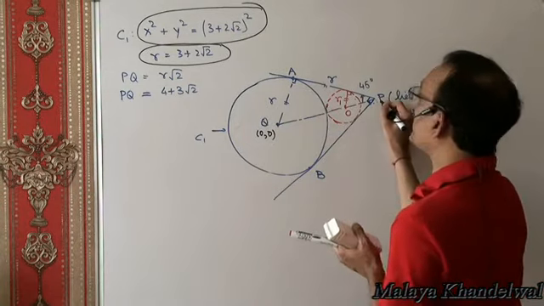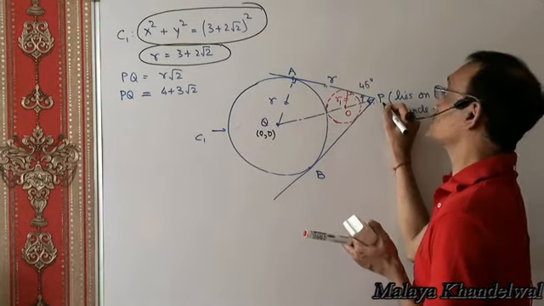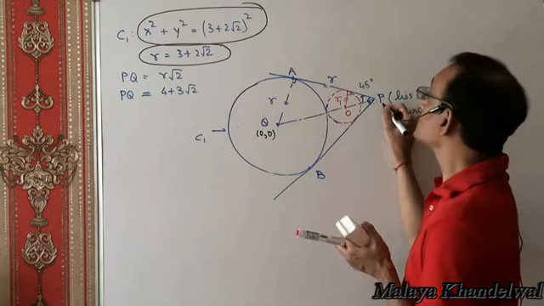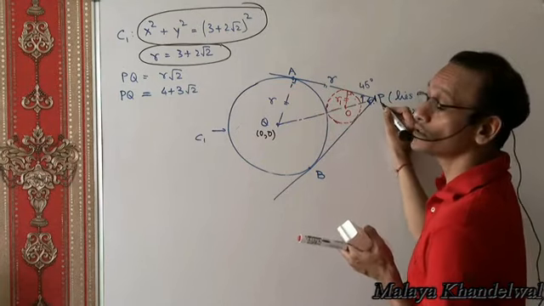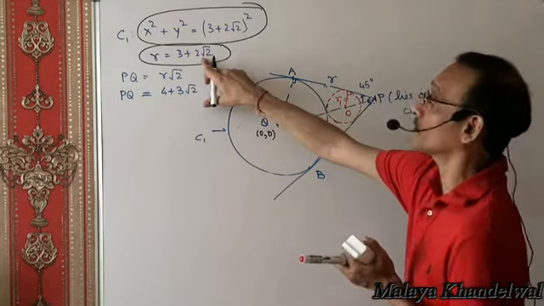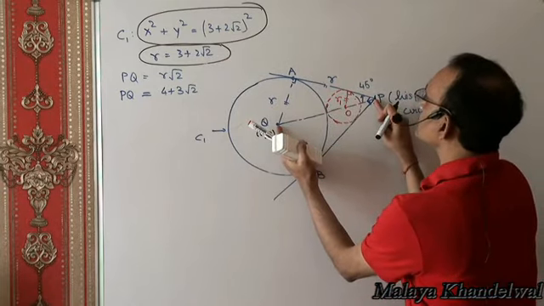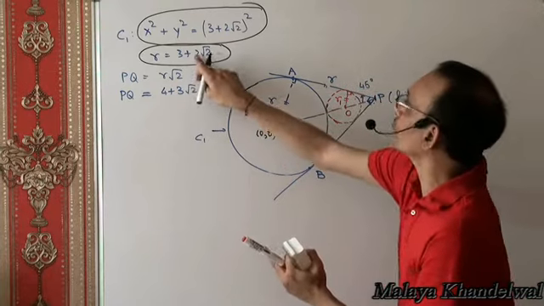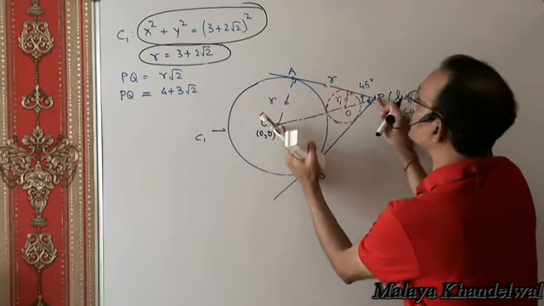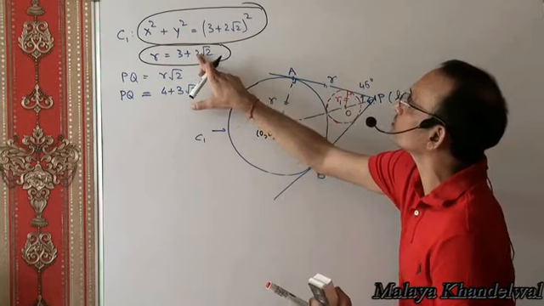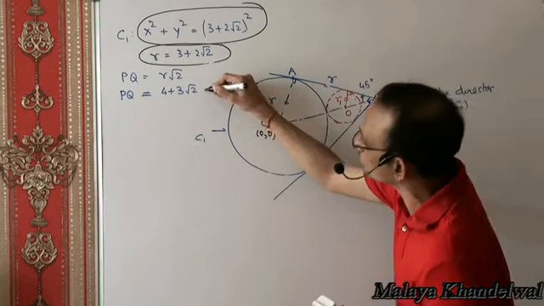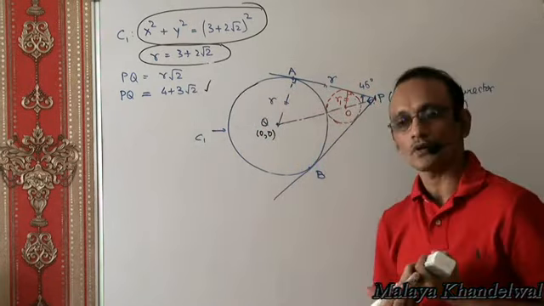And there is a point P selected on the director circle of the circle. That means P lies on a circle whose radius is root 2 r. That means P is at a distance from Q equal to r root 2. If r is the radius of the circle, then PQ must be r root 2. R root 2, as you can see, is 2 into 2, 4 plus 3 root 2. 4 plus 3 root 2 is PQ, right?